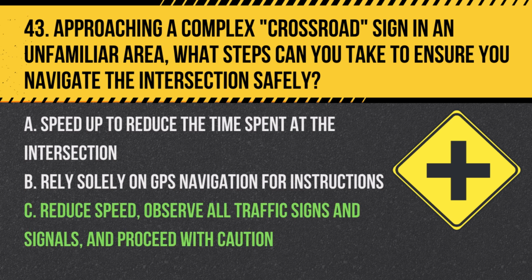Answer. C. Reduce speed, observe all traffic signs and signals, and proceed with caution. When approaching a complex crossroad in an unfamiliar area, it's crucial to slow down and carefully observe all traffic controls to navigate the intersection safely.